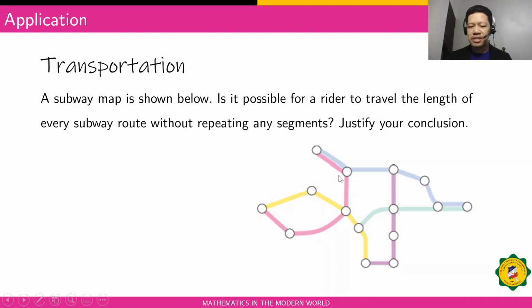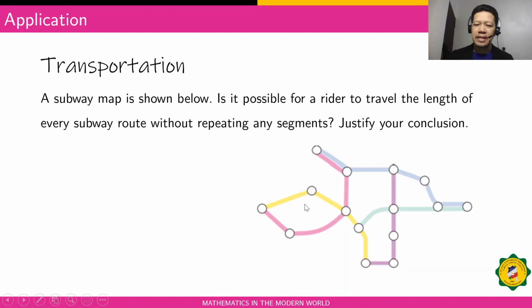the map. Okay, so in this map, we consider these points here as the vertices in a graph. And these lines are actually the edges. So this can also be the graph, okay?